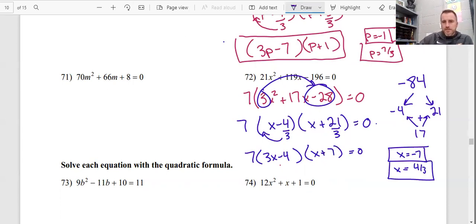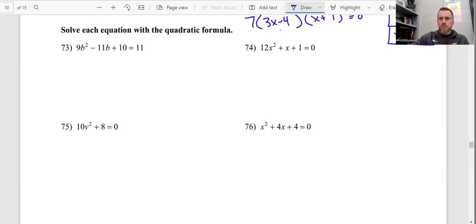And that is factoring. We're going to keep going here. We're going to knock out some quadratic formula.